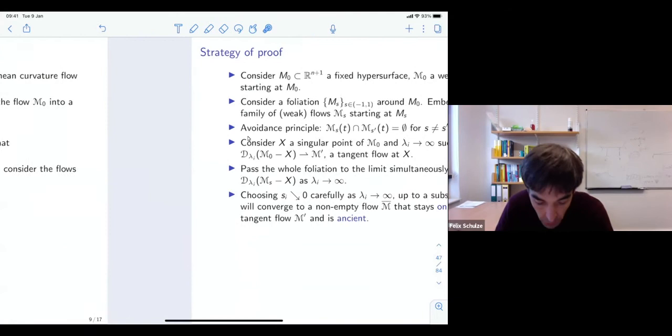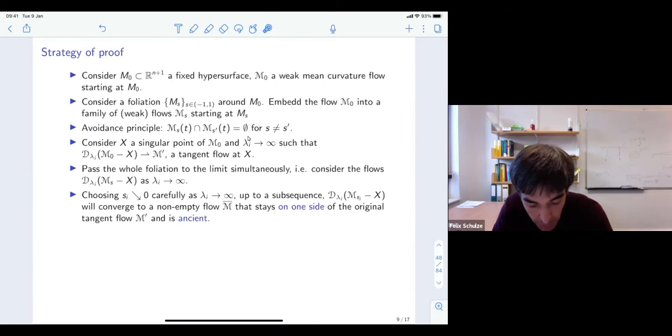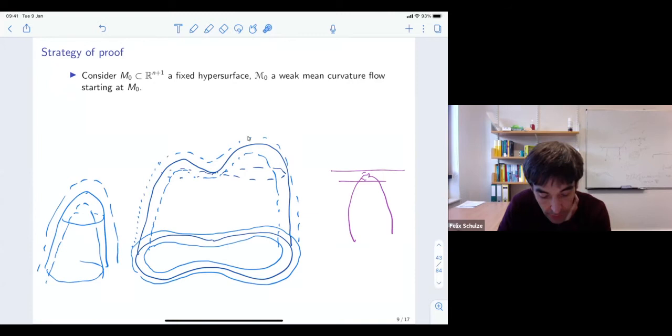But what we can do, you see, we can choose this parameter S carefully. More or less we choose the parameter S such that in space-time, this flow M_S after rescaling has distance 1 to the space-time origin. That's what we do. No? Then you keep it away from the origin because the space-time origin has to be in the tangent flow. Now you blow this up carefully, you choose this like this, and what you then see is that these blow-ups, if you choose these parameters right, converge to a flow which sits on one side. Yeah? So it's a flow which is outside of this tangent flow, which would be, for example, here the shrinking sphere, or here the shrinking cylinder. It avoids this, and it's an ancient solution.